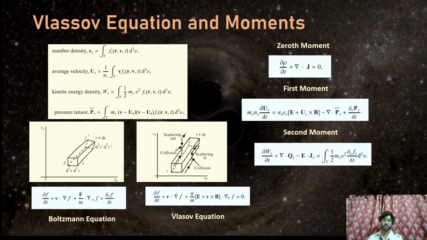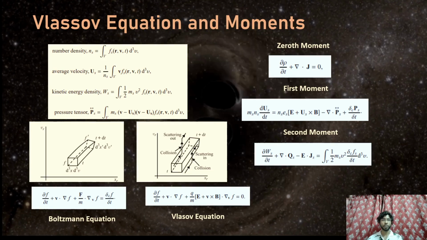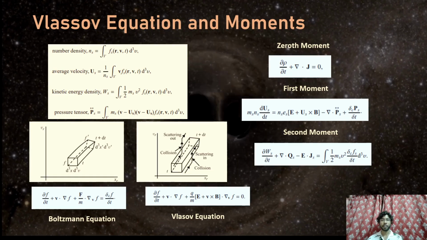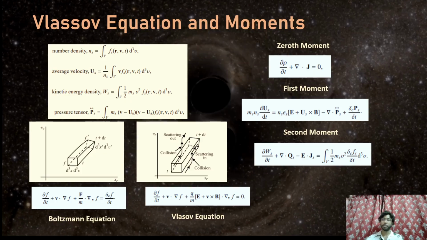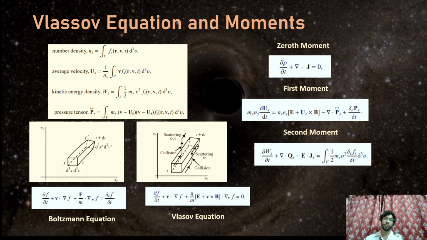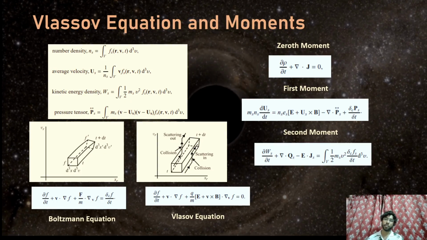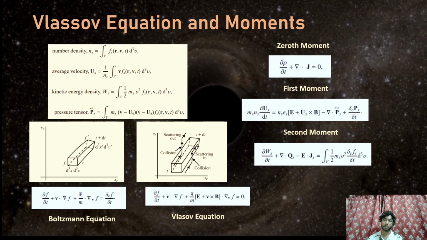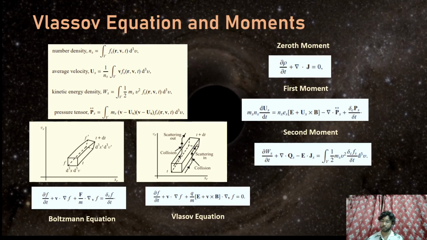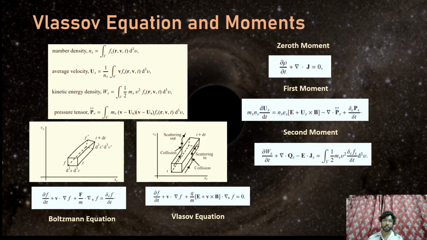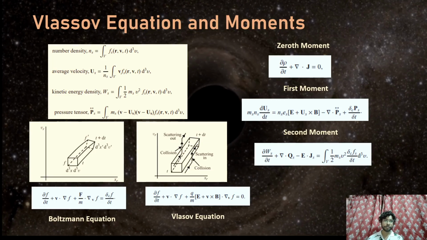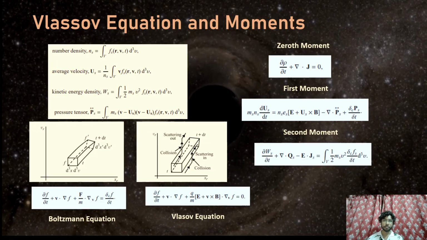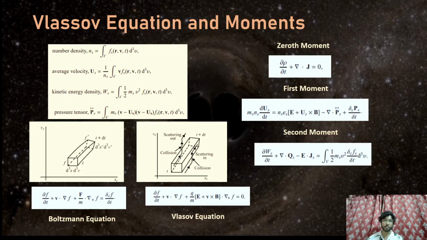So we will first take a statistical approach to deriving the magnetohydrodynamic equations, just like we did while doing the hydrodynamic equations of fluids, like the Euler equation, Navier-Stokes equation. We will take a similar approach, but we will not go into much detail this time as we did in the previous case. But the approach will be similar.